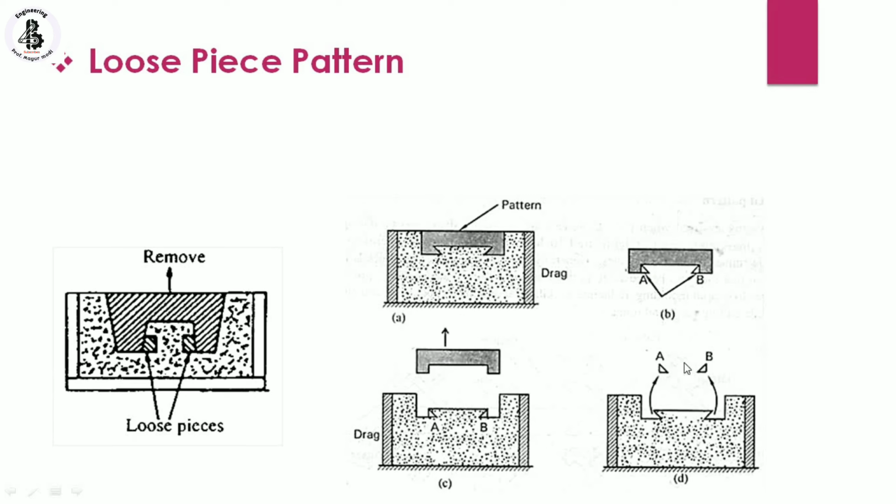And for this complexity of the jobs, according to my requirements, such kind of A and B as loose pieces are fixed over here. So first of all, remove the simple pattern, then remove the A and B loose pieces. So you will directly get a complicated part in the mold cavity. So this is an application of the loose piece pattern. Certain patterns cannot be withdrawn once they are embedded in the molding sand. Such patterns are usually made with one or more loose pieces. So that will depend upon my requirements of the shape and size.